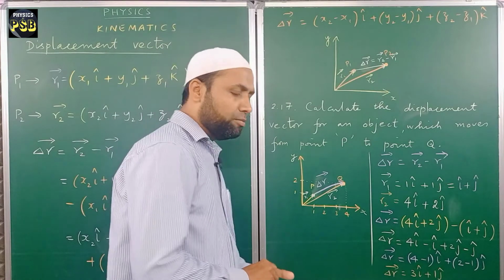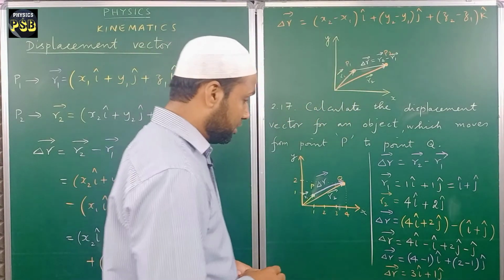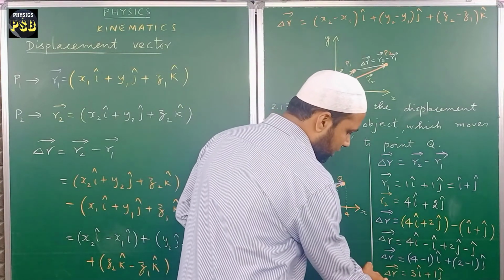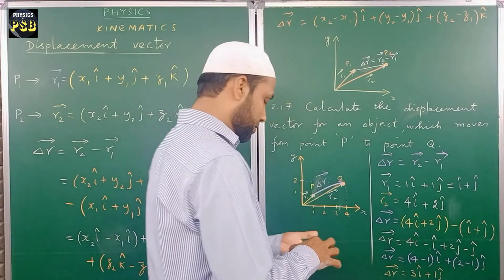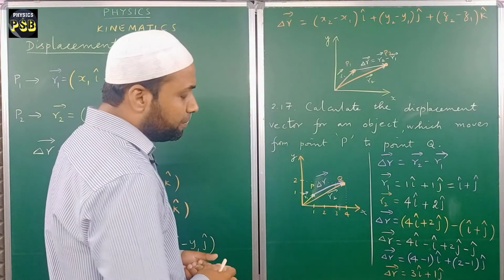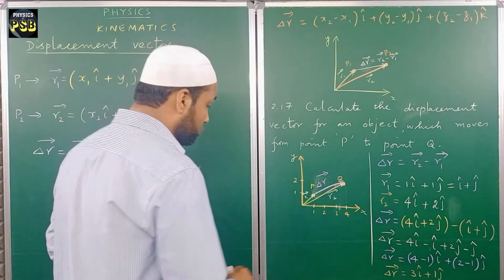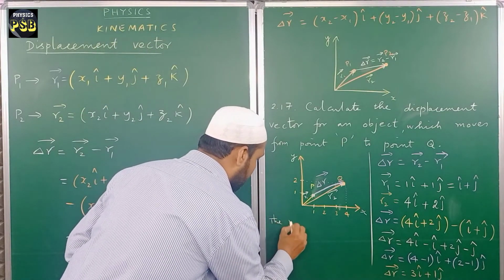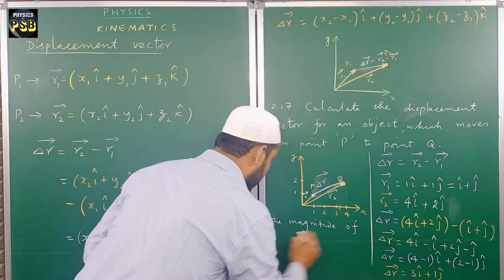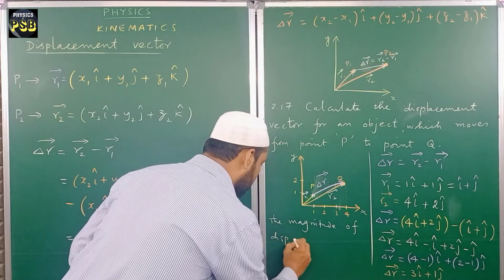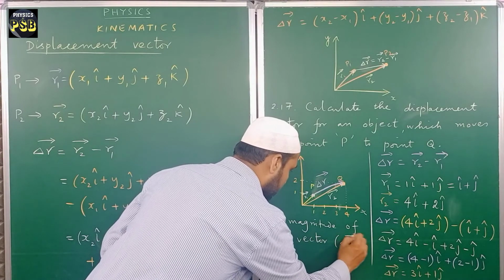Right? Now, how to get the magnitude of the displacement vector? So I said this one has a position vector. This is not position vector. This is the displacement vector. Here, how to get the magnitude of this displacement vector? Let me show this to you. The magnitude of a displacement vector, so delta R vector.